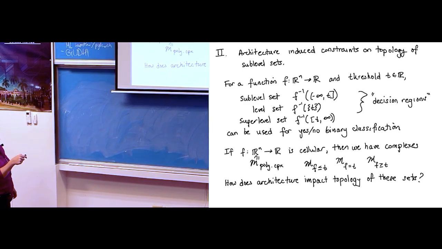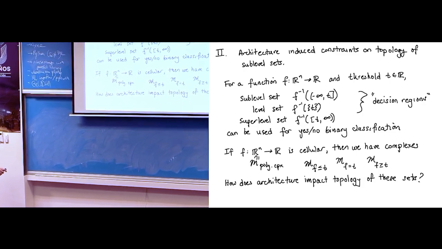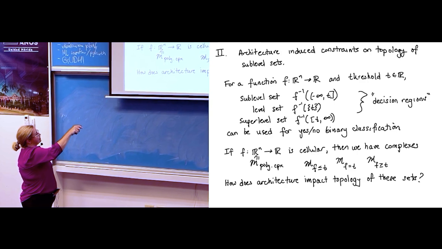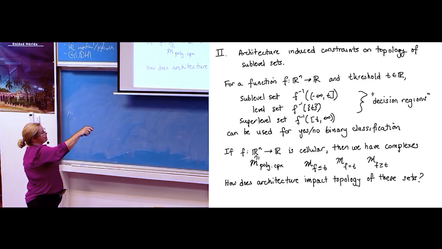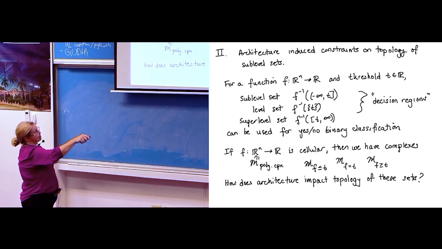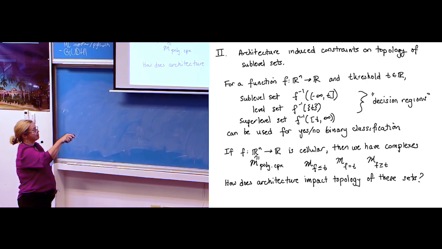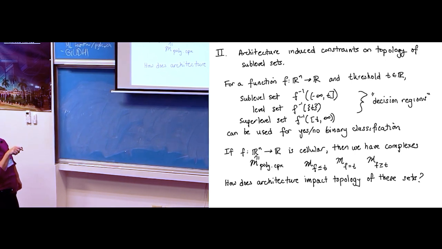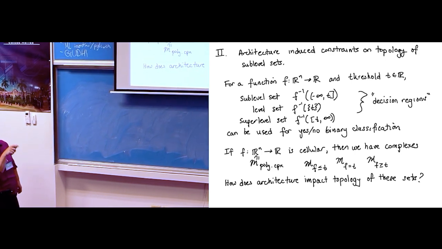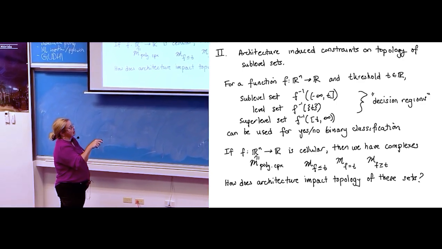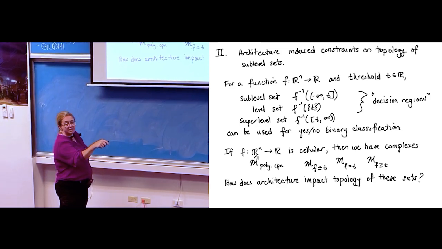Okay, and we've got these complexes. If you have a polyhedral complex in Rn, and you are mapping to R in a way that's linear on cells, meaning cellular, then you have these polyhedral complexes: the complex consisting of the places where the function is lower than t, where it's equal to t, and greater than or equal to t. So the question is, how does the architecture, which remember is the list n0, n1, etc., impact and constrain the topology of these sets?